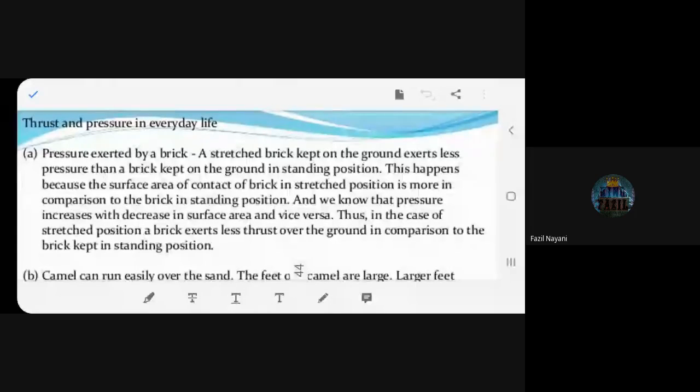The chapter is too long. We won't be able to finish within time. So let's start reading first.